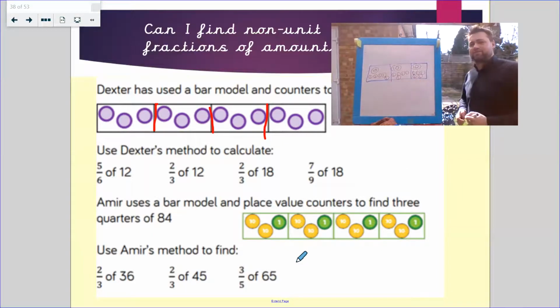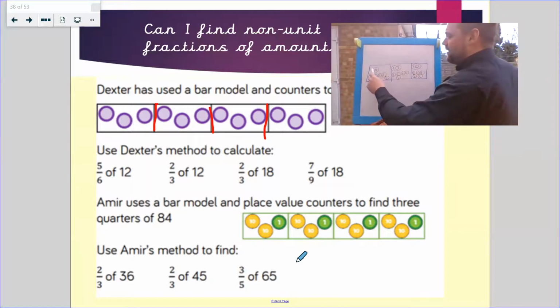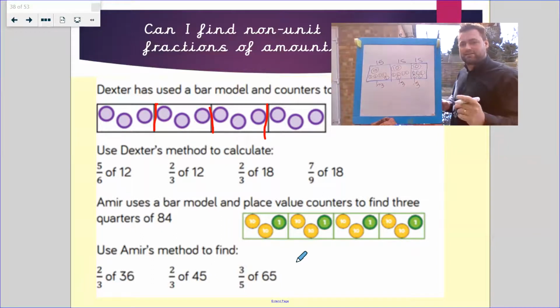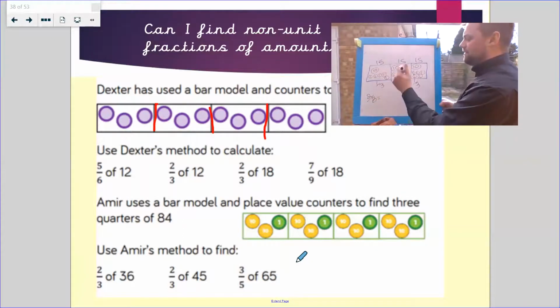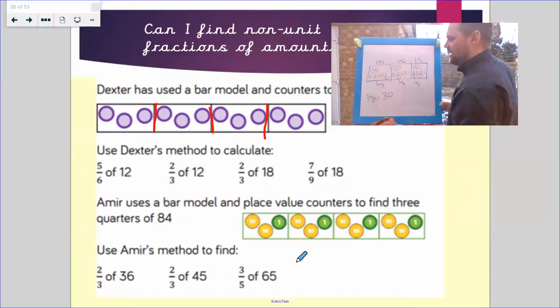So now we've shared out 45 equally into our 3 groups using place value counters. We have 10, 1, 2, 3, 4, 5. We have 15 in each third. The question now is asking us to find 2/3. So 2/3 is equal to 15 plus 15, which is equal to 30. Again, if you did 3 into 45, you would get 15, and then 15 times 2 is 30.